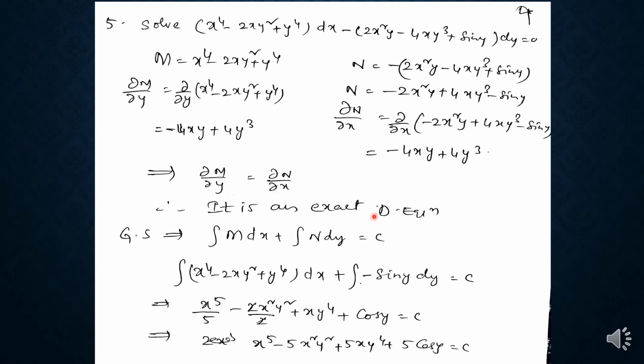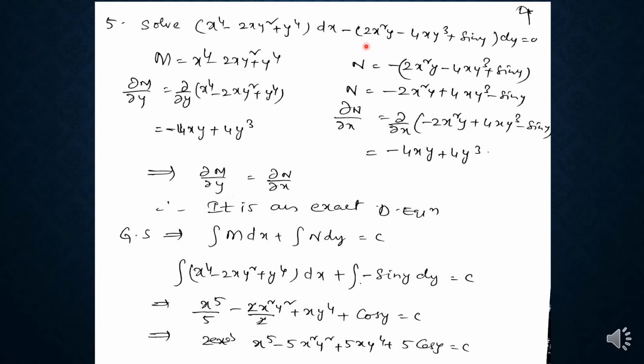So after satisfying the exact condition, we write the general solution for the exact differential equation, that is integral M dx plus integral N dy is equal to c. So what is M here? This is x⁴ minus 2xy² plus y⁴ dx. Here x is the variable and y is the constant, and while taking N, the terms should be free from x, not containing x terms.